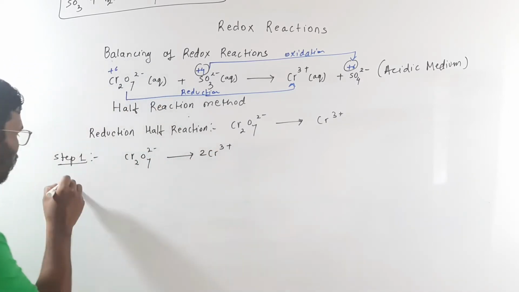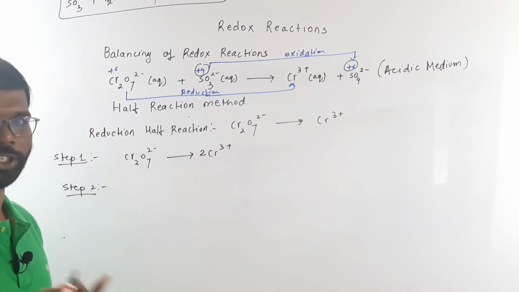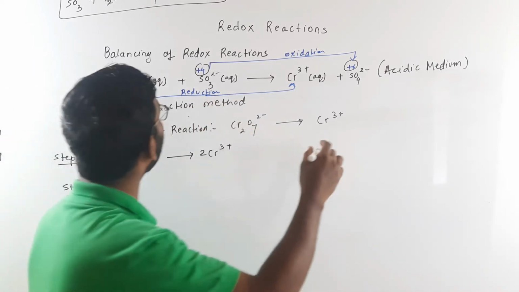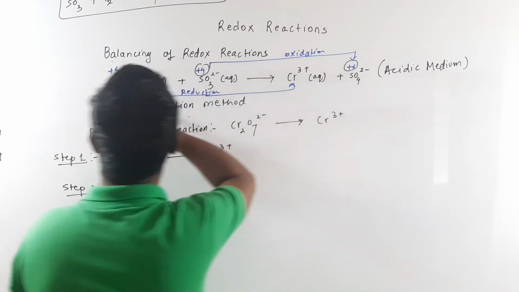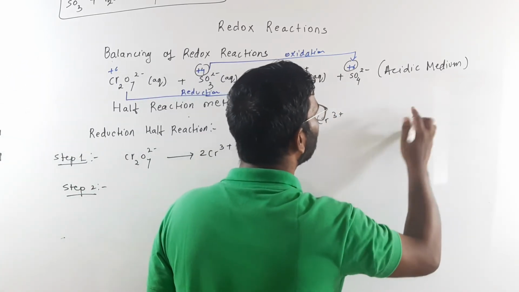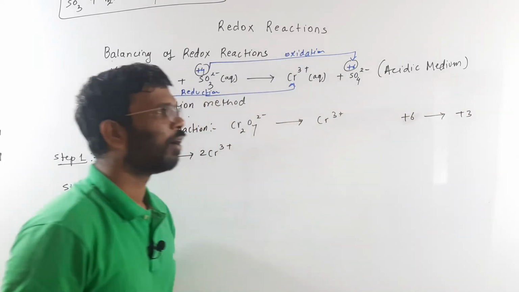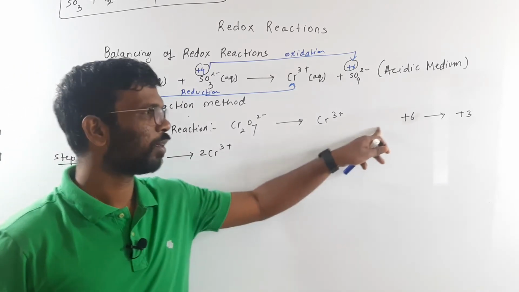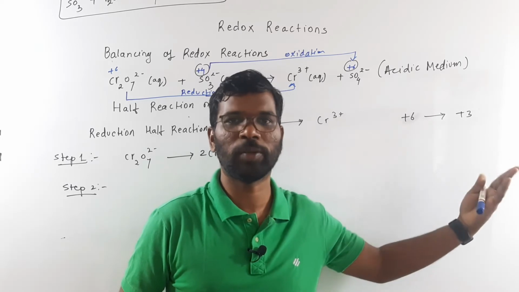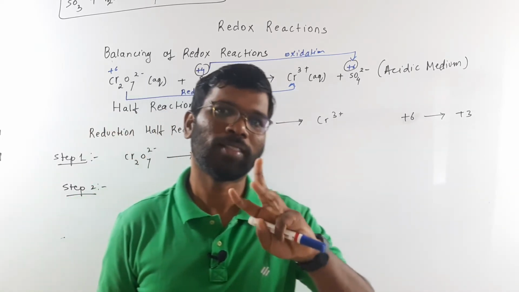Step 2 was, as in the oxidation half reaction, the same steps you have to follow: show the transfer of the electron. Here chromium is in +6 oxidation state, and it is changing to +3. A change from +6 to +3, there should be a gain of how many electrons? For the element which is in +6, to change it to a +3 oxidation state, there should be a gain of 3 electrons.